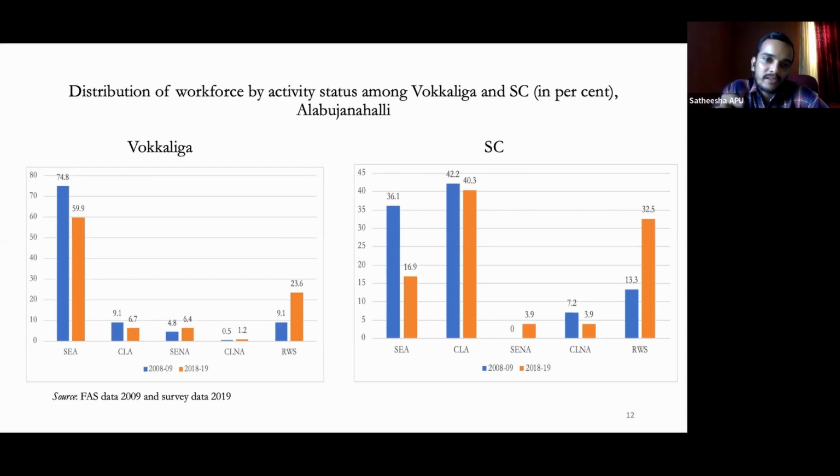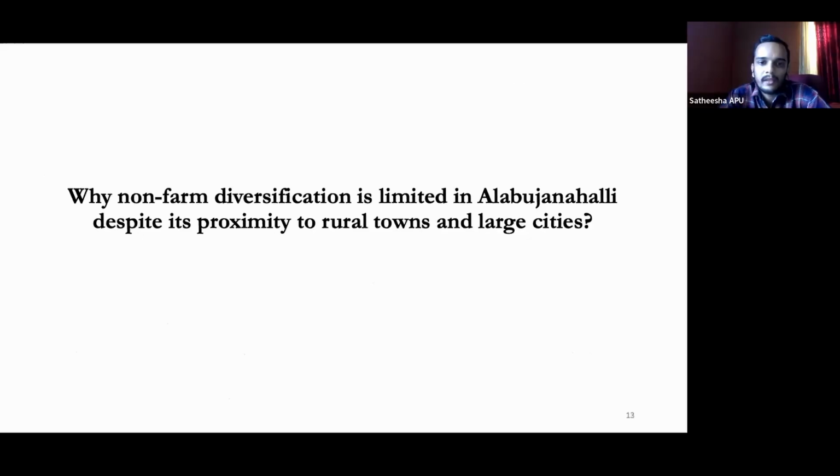If you look at the occupation structure between caste groups like Vokkaliga and SC, we can see agriculture continues to dominate the employment. For Vokkaliga, it's mostly self-employment in agriculture, whereas for SC, it's largely casual labor in agriculture. Please also note that between 2009 and 2019, there has been a large decline in self-employment in agriculture. It's true for both Vokkaliga and SC.